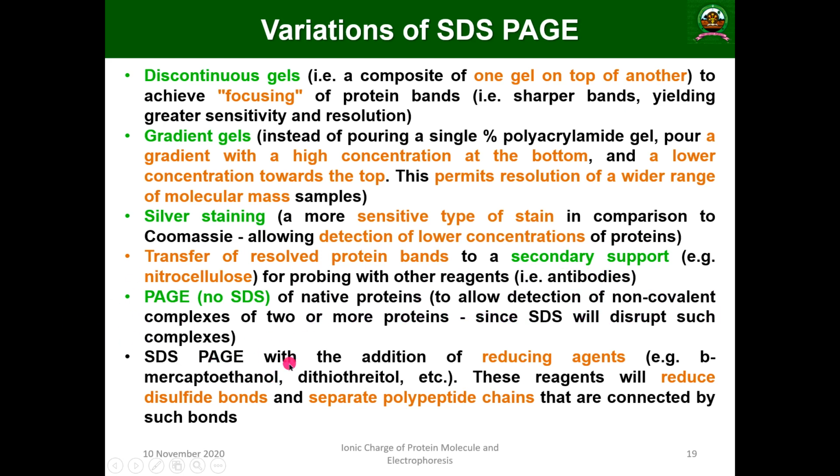Then there is SDS page with the addition of reducing agents such as beta mercaptoethanol or dithiothreitol. These reagents will reduce the disulfide bonds and separate the polypeptide chains that are connected by such bonds. So that is another important variation. There are a lot of advancements you can make to perform SDS page.